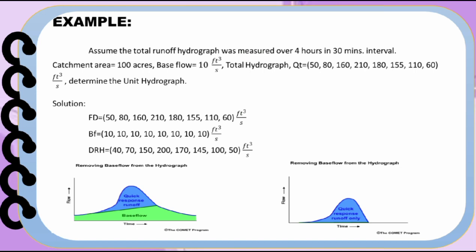First things first, we need to get the direct runoff hydrograph. To get the direct runoff hydrograph, we subtract the base flow from the flood hydrograph. So we have the given base flow of 10 cubic feet per second, and then we have the given flood hydrograph, or total hydrograph. So 50 minus 10 is 40, 80 minus 10 is 70, 160 minus 10 is 150, and so on.